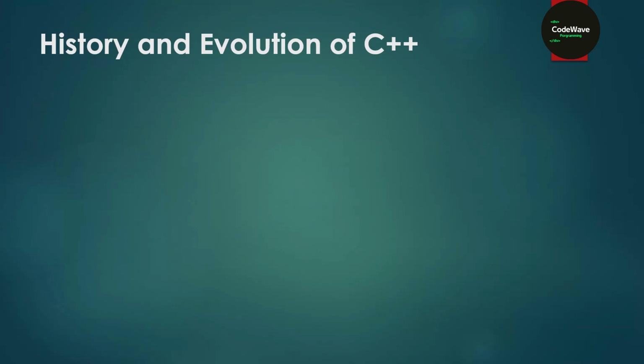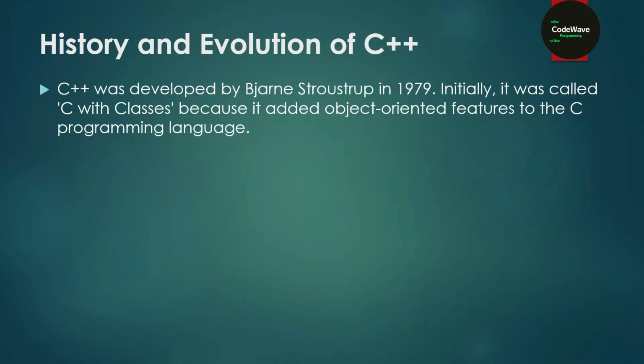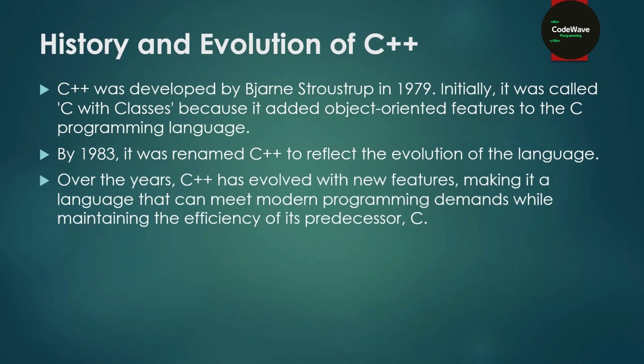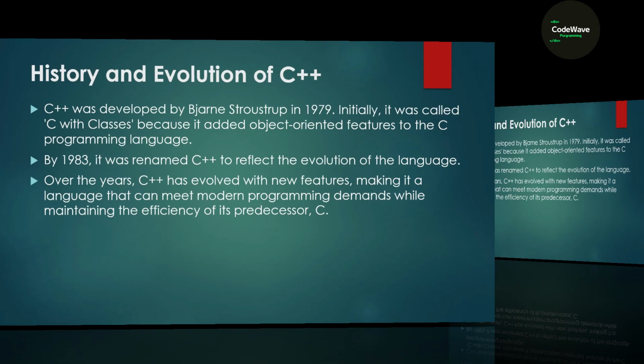History and evolution of C++. C++ was developed by Bjarne Stroustrup in 1979. Initially, it was called C with classes because it added object-oriented features to the C programming language. By 1983, it was renamed C++ to reflect the evolution of the language. Over the years, C++ has evolved with new features, making it a language that can meet modern programming demands while maintaining the efficiency of its predecessor, C.